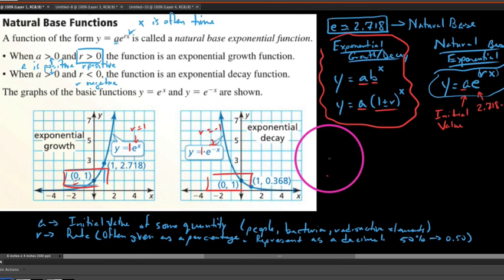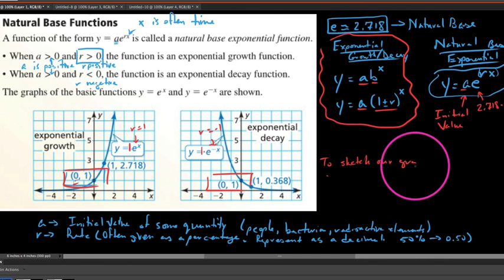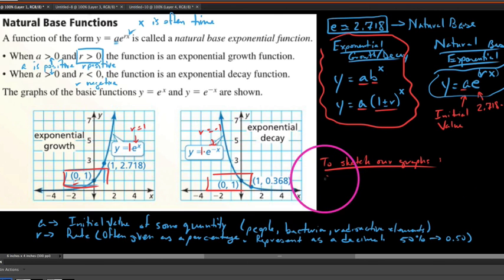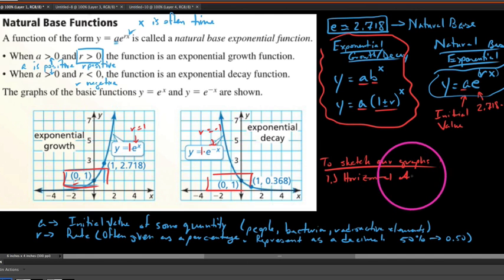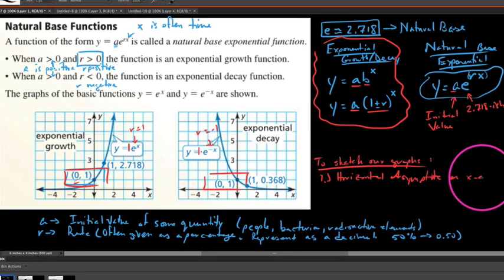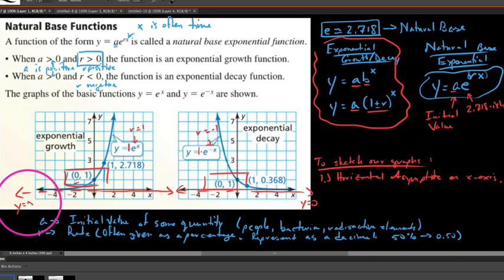And so what I would say is, to sketch our graphs, here are the things we're going to want to identify. One, the horizontal asymptote, and where that exists. Recall it's on the x-axis here, and on both of our graphs we have this horizontal asymptote. It goes on forever and ever. It's this imaginary line that we represent with a dotted line. It represents the fact that our function never quite truly gets to a height of 0. And this is our horizontal asymptote.